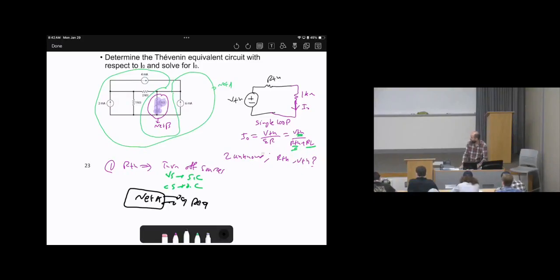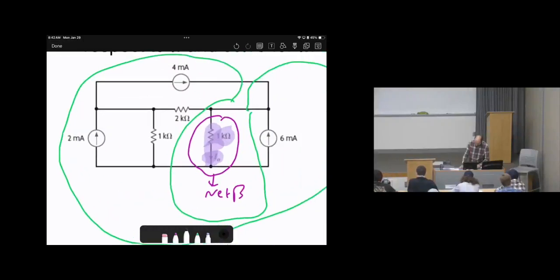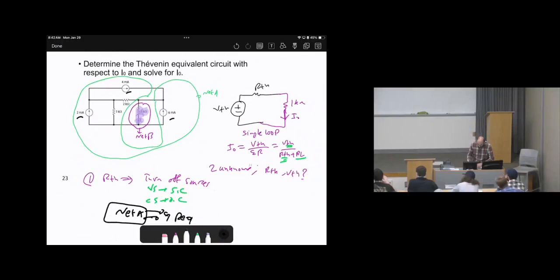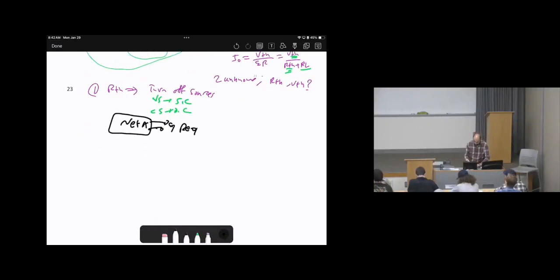Let's have a look at network A. We have 2 milliamperes, 6 milliamperes, 4 milliamperes. All of them are current sources. So these will be open circuits. So let me initially draw network A alone, then I will apply turning off the sources. So I'm going to erase something.